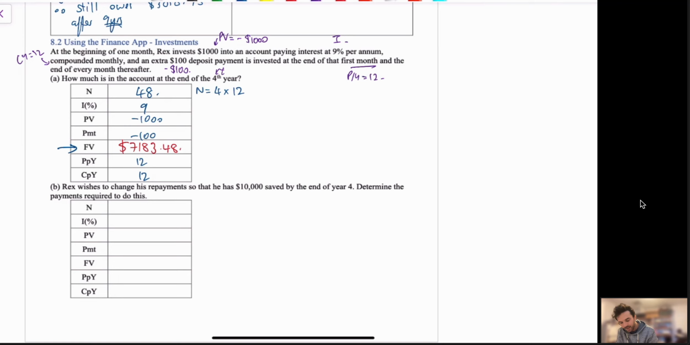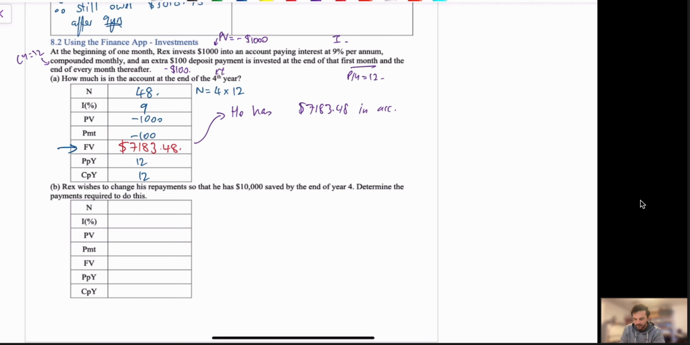7183.48. Now, I'd say he has $7183.48 in account. Okay, it's always nice to have a sentence. Some people just leave it there, but I like to make a statement there just to address the question, and you won't get marked down for that reason.